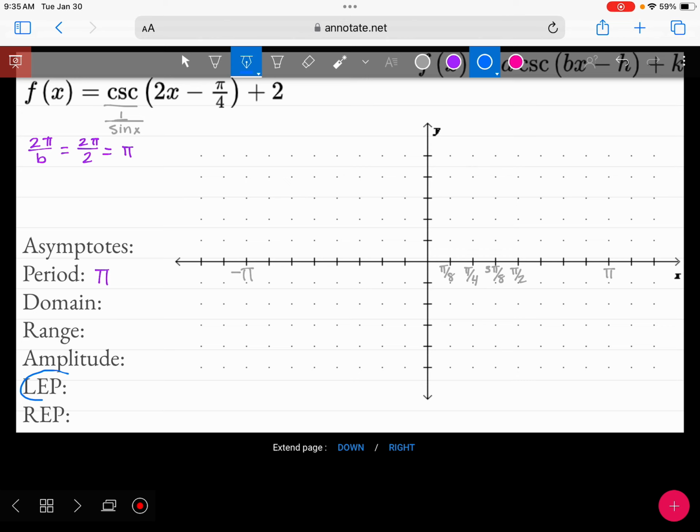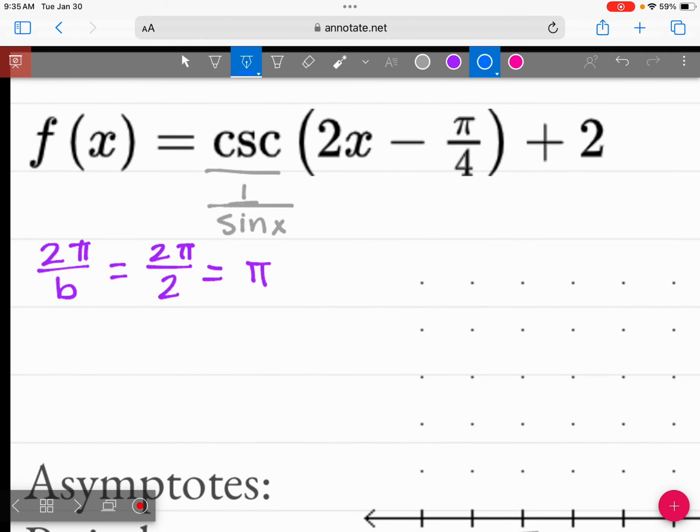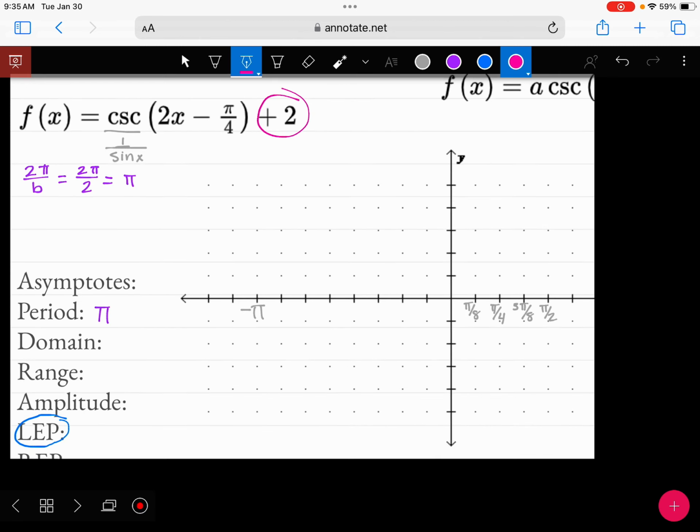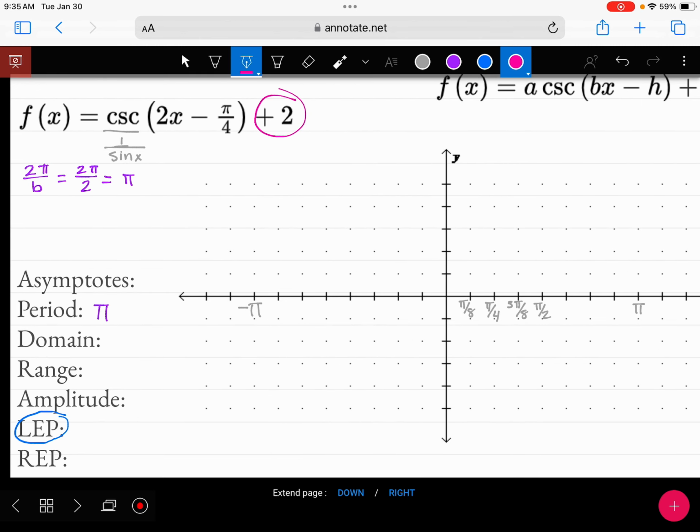Let's do our endpoints. So actually, first thing I'm going to draw is my new midline. Because this whole thing has gotten shifted up 2. So we have a new midline up at 2. Before I start trying to do endpoints, I like to draw in that new midline, because otherwise I forget. And I just start trucking along right on the x-axis. I forget that so frequently. The number of times I've had to redraw these graphs in my notes because I forgot to shift the midline, it's a little sad.